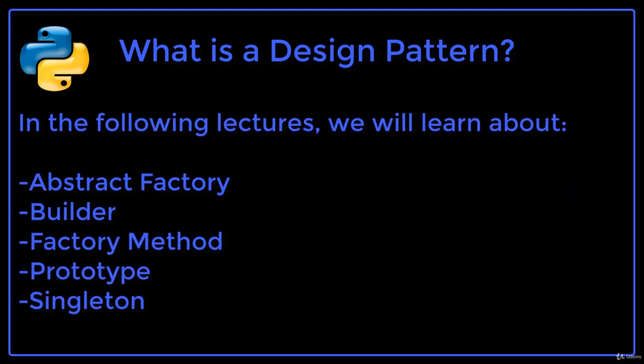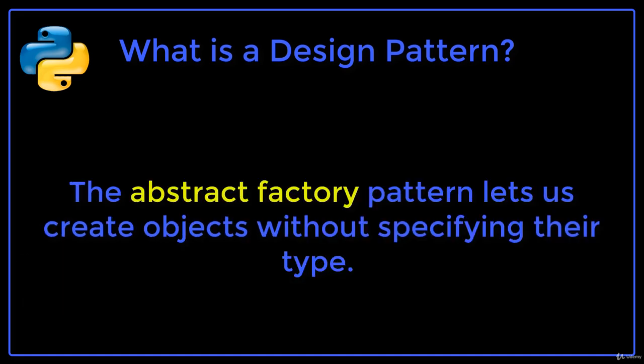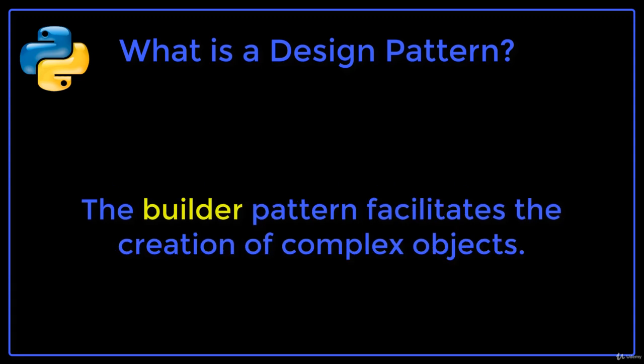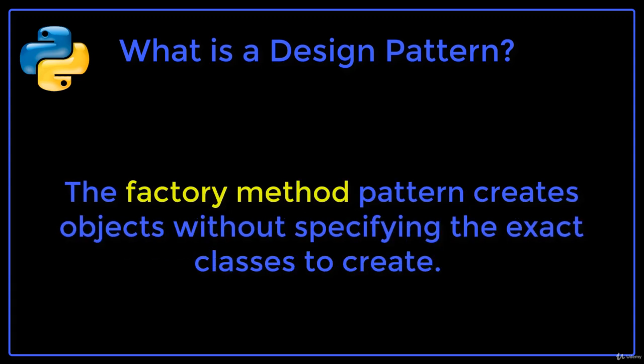The creational design patterns that we will learn about in the following lectures are abstract factory, builder, factory method, prototype, and singleton. The abstract factory pattern lets us create objects without specifying their type. The builder pattern facilitates the creation of complex objects. The factory method pattern creates objects without specifying the exact classes to create.